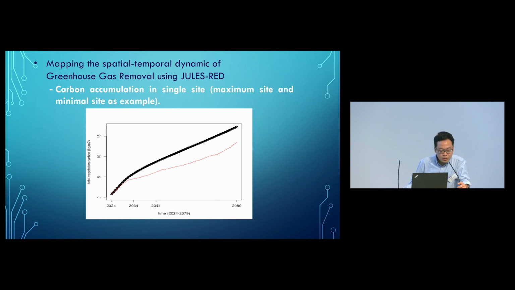So this figure shows the carbon accumulation in 2 single sites, which is the maximum carbon accumulation site and the minimum carbon accumulation site. So in this figure, you can clearly see how much carbon is accumulated in every time step you wish to know.